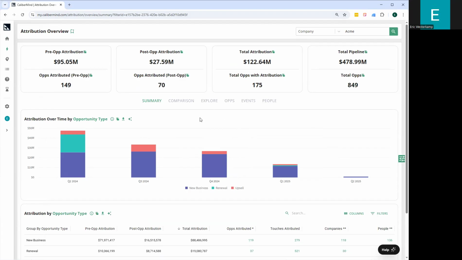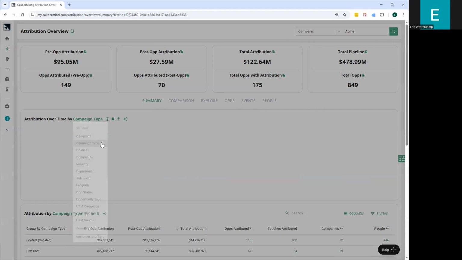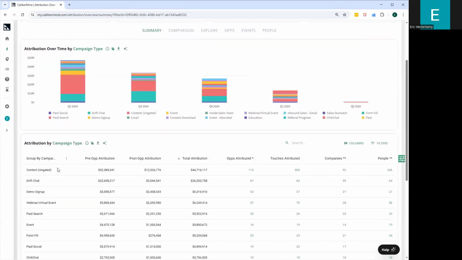What I really want to do is find out exactly what the attribution is for specific webinars. So here, I'm going to switch to looking at things by campaign type. And now I can see that we actually have a campaign type where the attribution for specific webinars is being displayed. And I could even go in and look at where that attribution is coming from, which companies, which individuals, which touch points. But now what if I wanted to really drill in a little bit more on specifically this webinar? Well, very easy.